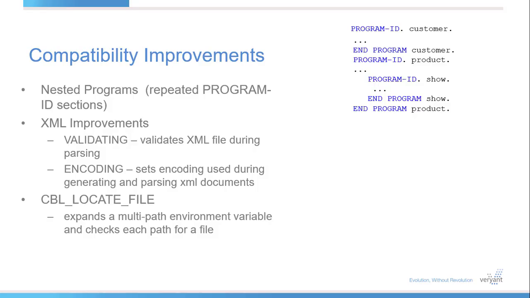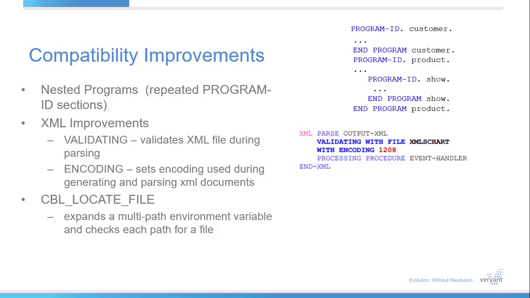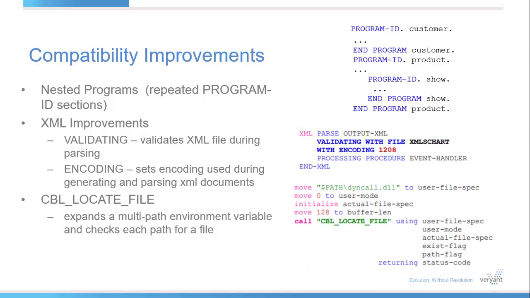We're always adding support for other COBOL vendors' specific syntax to make the transition to Variant easier. IBM and Micro Focus COBOL use nested programs, a COBOL source program contained inside and using the same resources as another COBOL source program. We've also added validating and encoding phrase support to XML handling to improve our compatibility. And CBL Locate File is a Micro Focus library that searches multiple paths for a file, and now it's supported. It is COBOL.